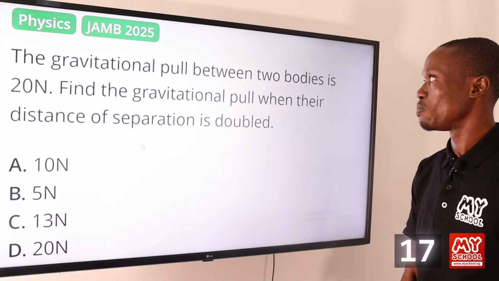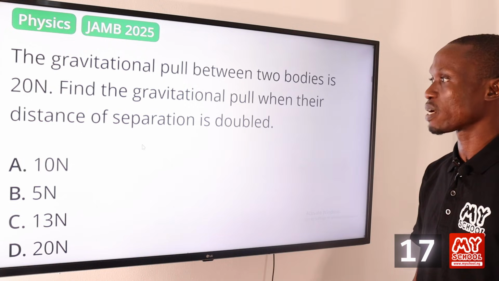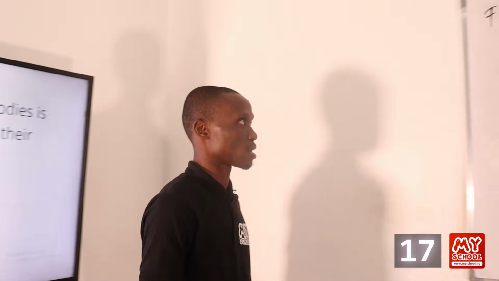Question 17. The gravitational pull between two bodies is 20 Newton. Find the gravitational pull when their distance of separation is doubled. So let's move over to the board to provide the answer to this question.